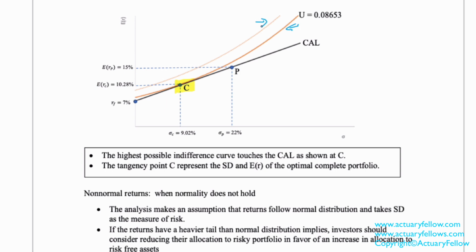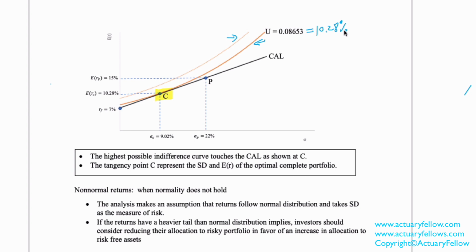To calculate it, we use the expected return 10.28% minus 0.5 times risk aversion 4 times variance 0.0902 squared equal to 0.08652. Let's practice graphing the CAL and the indifference curve.